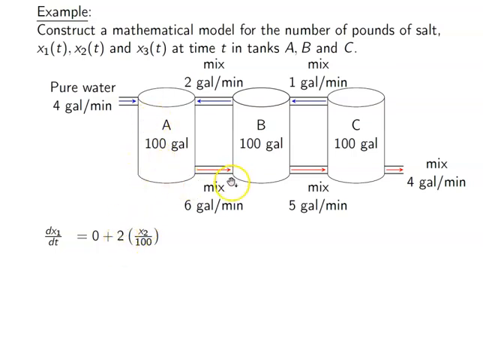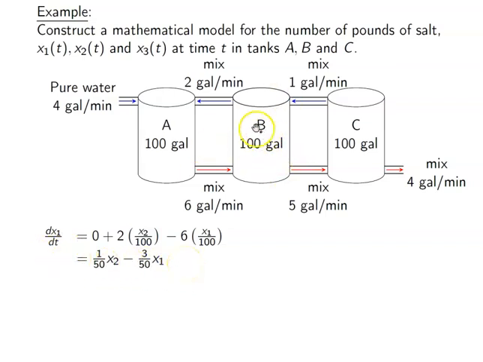And leaving A at a rate of 6 gallons is the amount in A, which is x1, divided by 100. So I'm going to subtract the rate that is leaving times the concentration, which is some amount divided by 100, some percentage, because out of these 100 gallons, there is a certain amount of salt. Out of the 100 that's in there, how much of that is salt? That's why it's over 100. So 2 over 100 is 1 over 50, 6 over 100 is 3 over 50, and that's my first equation.